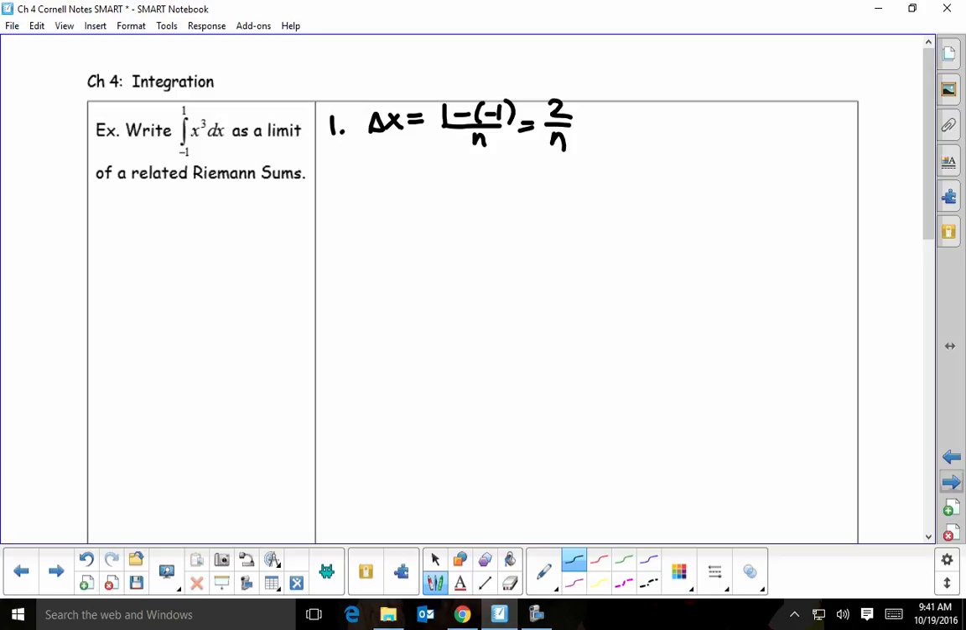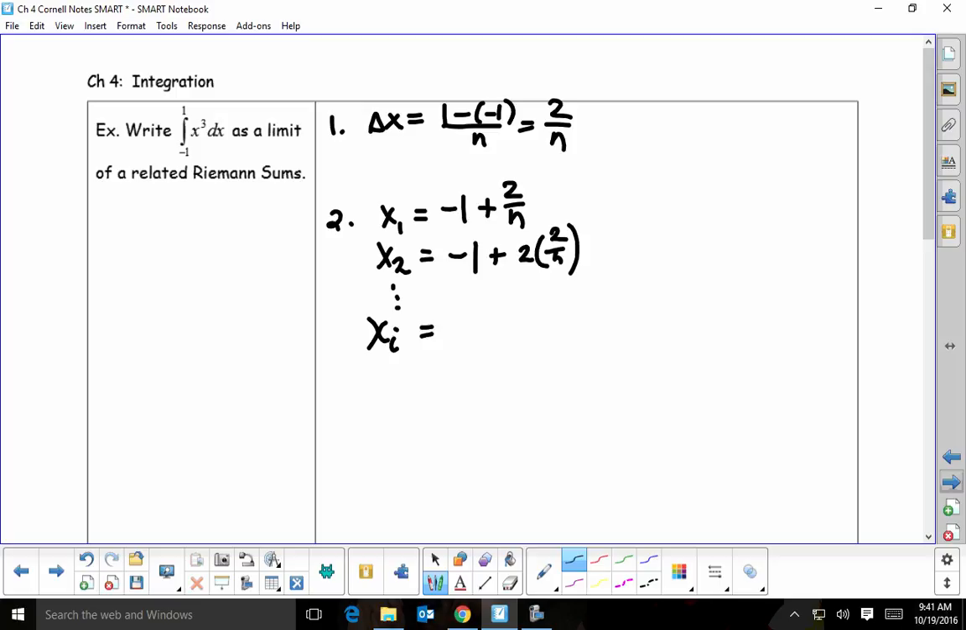Where am I starting? I start at -1, and I'm going to add on 2 over n. The next one, we're going to add 2 of those on now. In general, what do you want to call this one again? I, k? Usually it's I or k when dealing with summations. So that would be -1 plus I times 2 over n. Okay.